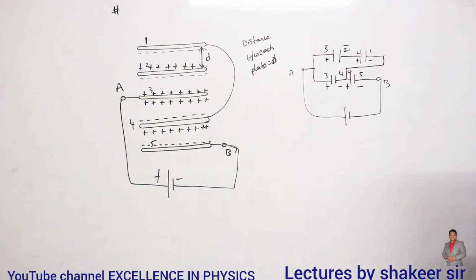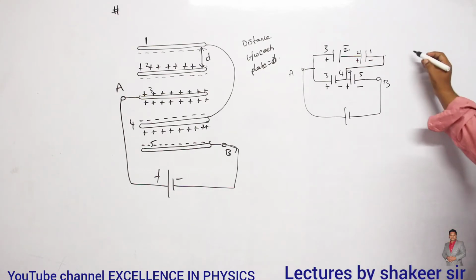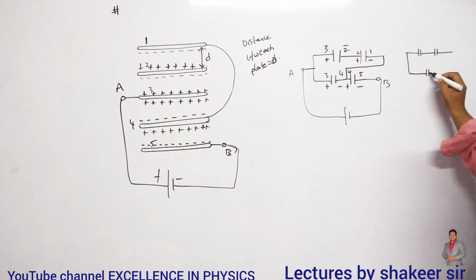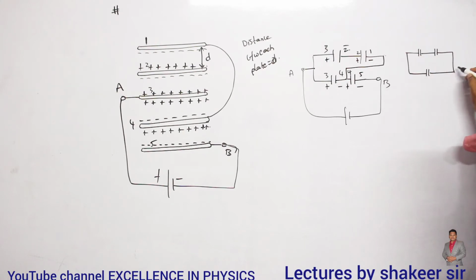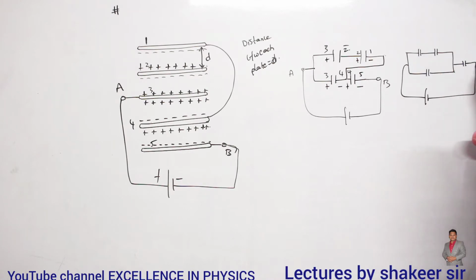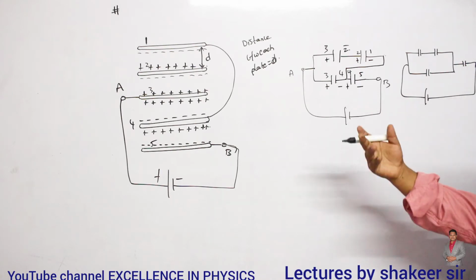So how can I redraw this circuit? I can redraw this circuit like this. This is one capacitor. Both of them are connected here. So this is one more capacitor. So this is my arrangement of the total circuit. Clear? And every plate has the same amount of charge.